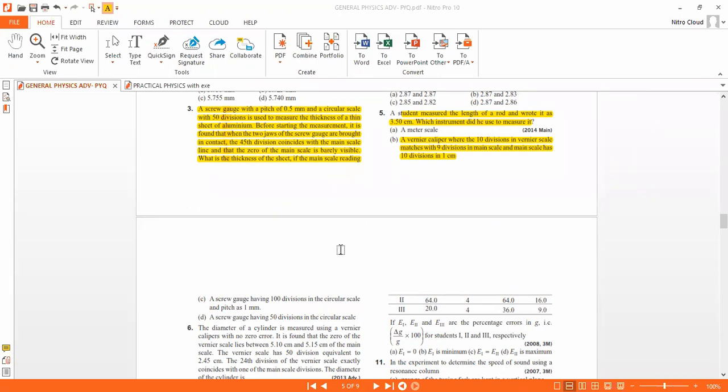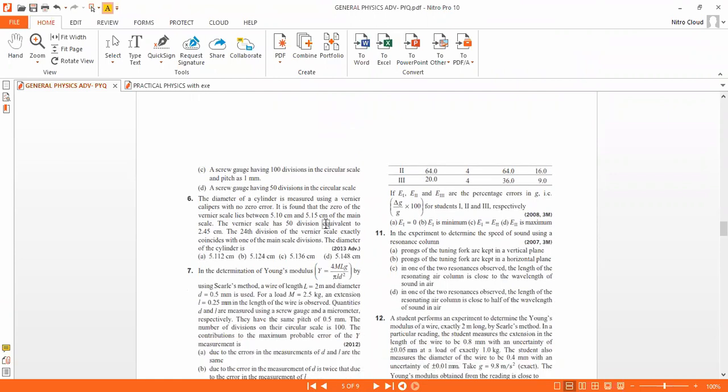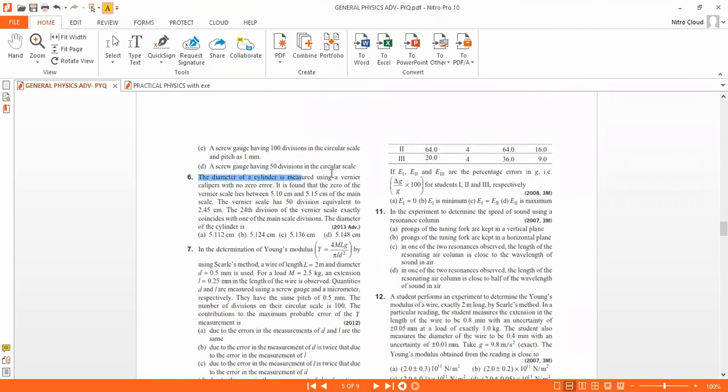Next one, the sixth one. The diameter of a cylinder is measured using a vernier calipers with 0 error. It is found that 0 of the vernier scale lies between 5.1 centimeter and 5.15. The difference I'll put as dx, that is 0.05 centimeter.